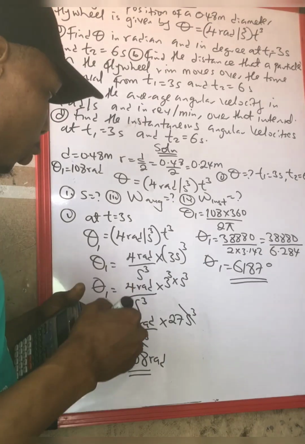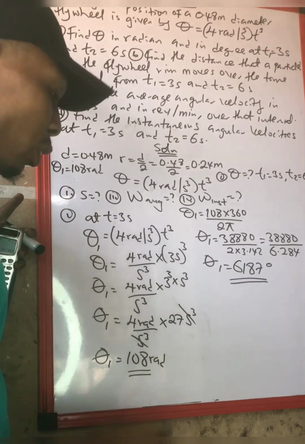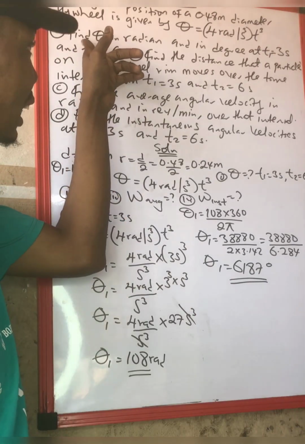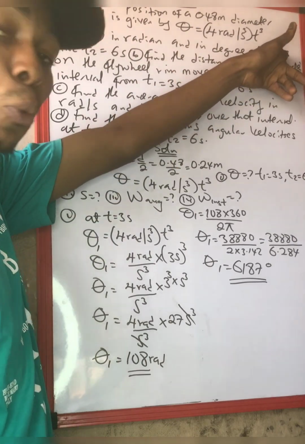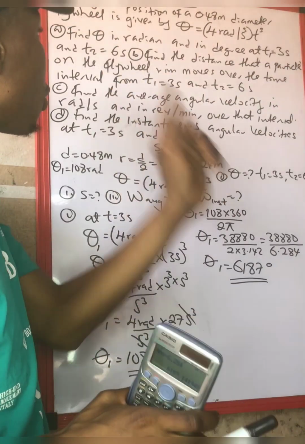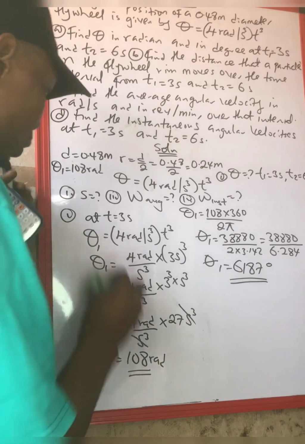So we can move straight to the next question. We are not done with question 1 yet. We've only succeeded in calculating theta in radian and in degree when t was 3 seconds. We also have to look for it when t was 6 seconds.